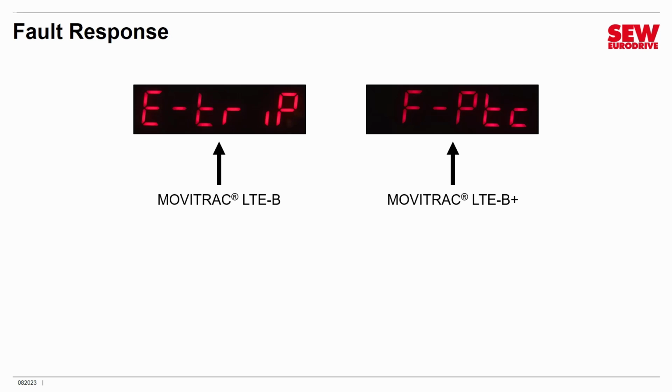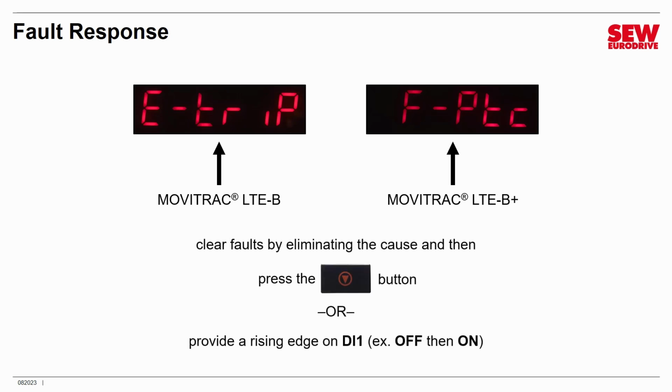Of course, you clear it in exactly the same way. You let the motor cool down and you correct the problem. Then you clear the fault by pressing the stop button or providing a rising edge on digital input 1. Let's do a demonstration. I'm going to show you how to set up a generic sensor on the MOVITRAC LTE-B+, and then I'll switch to a temperature sensor and I will show you how both of them behave. You'll see they're practically the same thing.